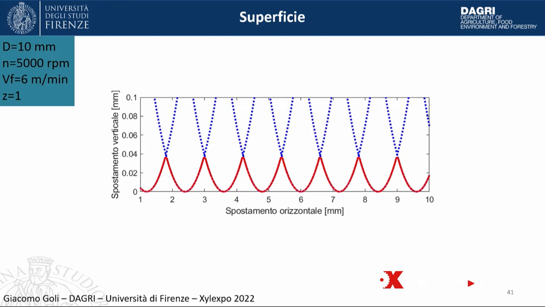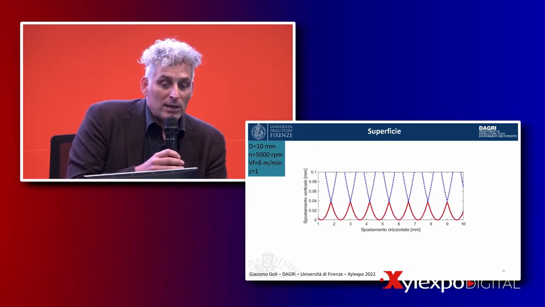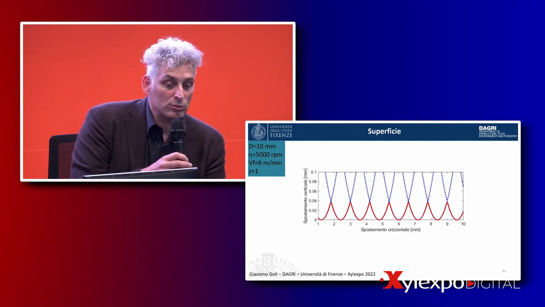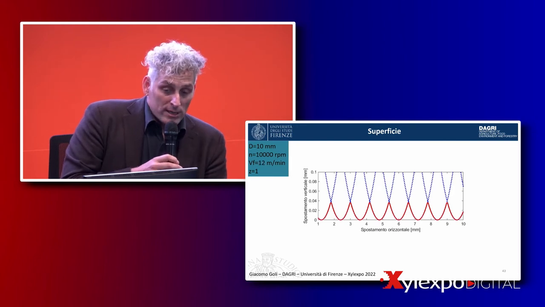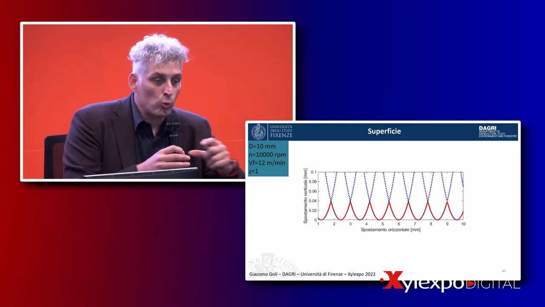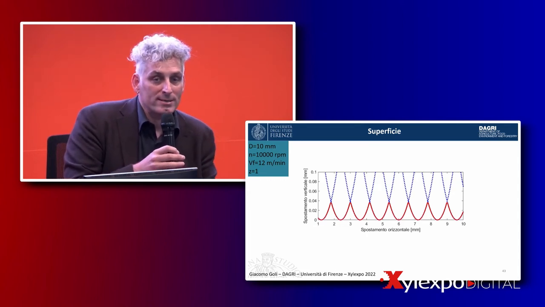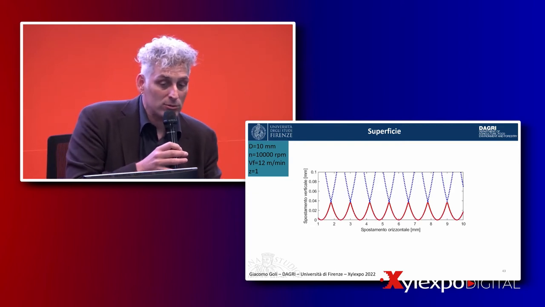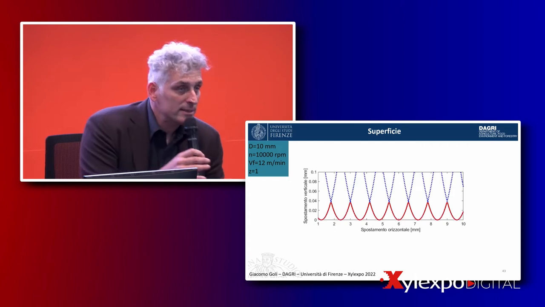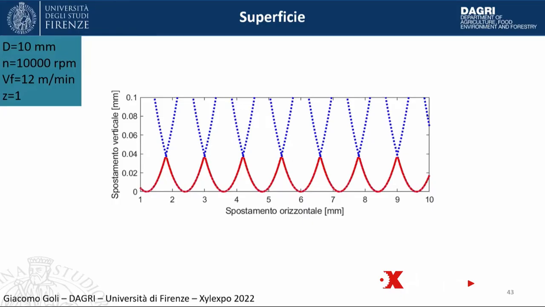I've tried to develop a graph, and this is a simulation of a surface obtained with processing at 5,000 revolutions per minute and 6 meters per minute. So what happens if I double the feed speed and the cutting speed? Nothing really happens, because if the RPM and the feed speed change in the same proportion, my final surface will be identical. When I double these two parameters, I will obtain the very same result. So if I have a surface that I'm satisfied with, but I want to increase my productivity, I may as well increase the revolutions per minute together with the feed speed and still have the same result.